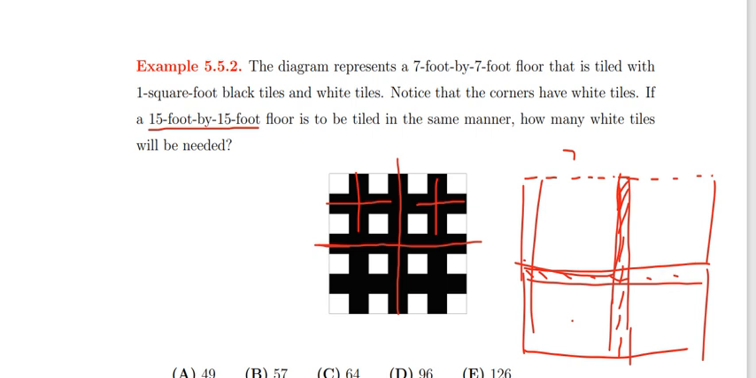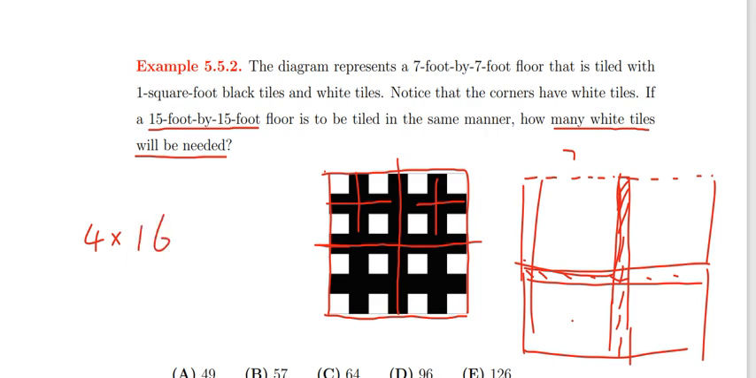So now what is the question? We want to find how many white tiles will be needed for this 15 by 15. So here 7 by 7, so that's just equal to 4 multiplied by this. So this is 7 by 7, right? For 7 by 7, how many do we have? We have 16, right? So for 15 by 15, we have 4 times 16.